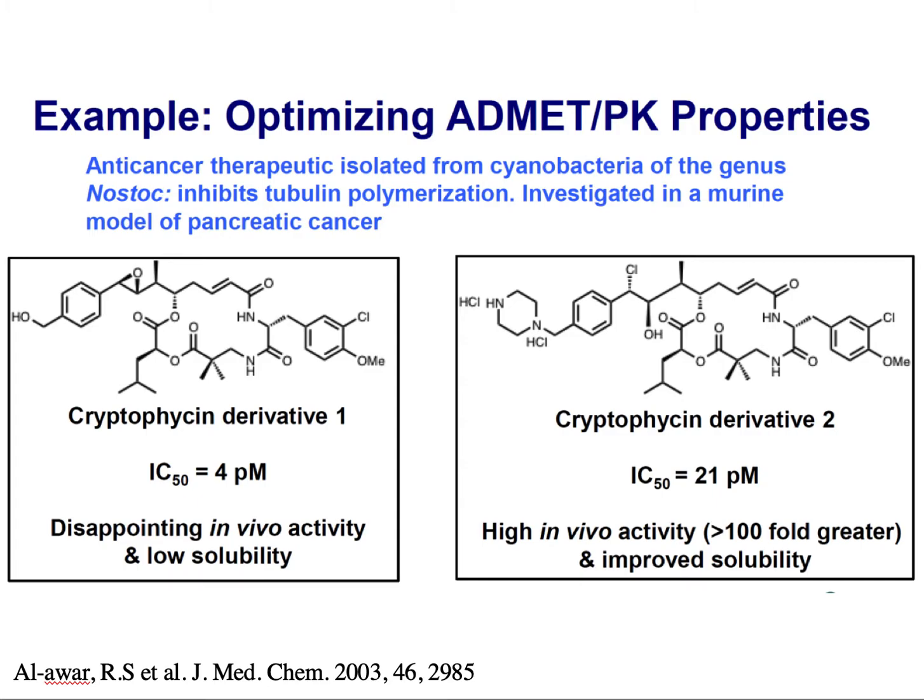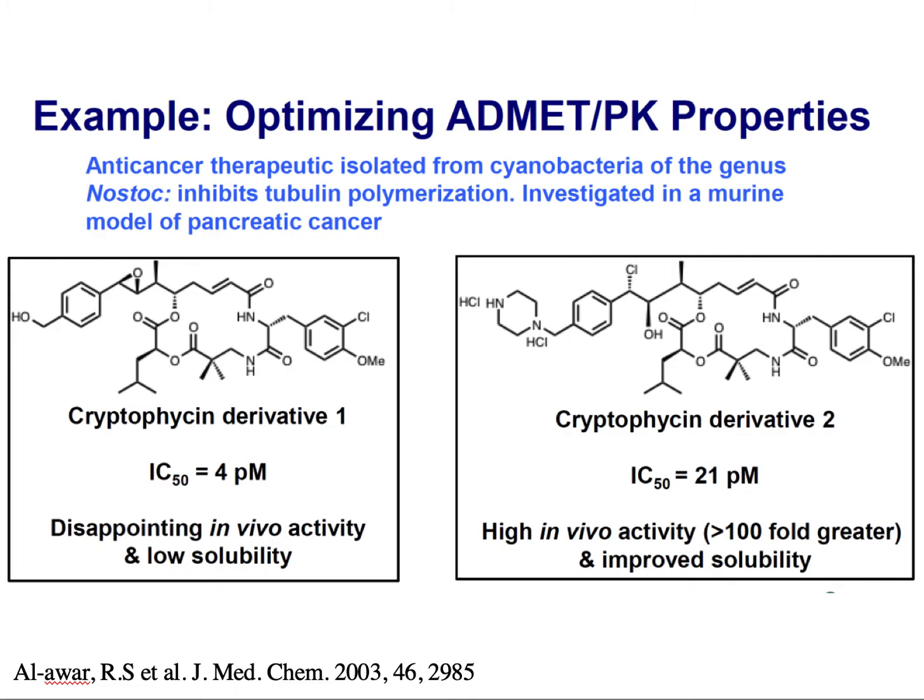And so here's an example of this from real life. Nostoc is a cyanobacteria, and one of its basically immune system compounds, the compounds that it uses to fight off microorganisms, is this cryptophycin. This cryptophycin inhibits tubulin polymerization. Anytime something inhibits tubulin polymerization, it can lead to apoptosis, and so it can be a good way to kill cancer cells. So it can have interest as an anti-cancer drug.